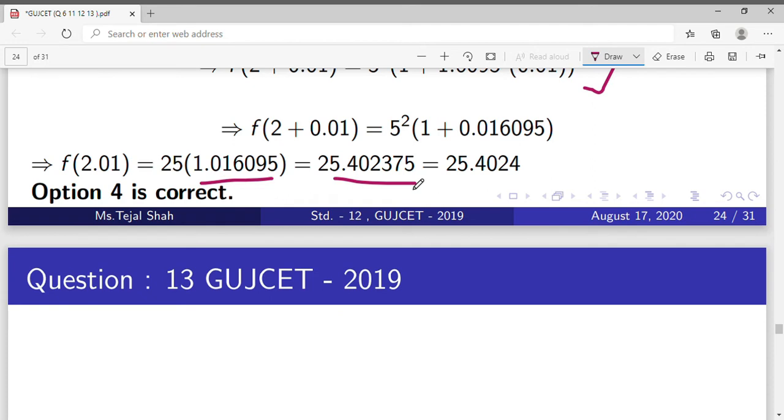But if you observe the options, only 4 decimal places are given. So after the 7, at the 5th place, 7 is given, so here we add one more number. So our answer is 25.4024. So option 4 is the correct option.